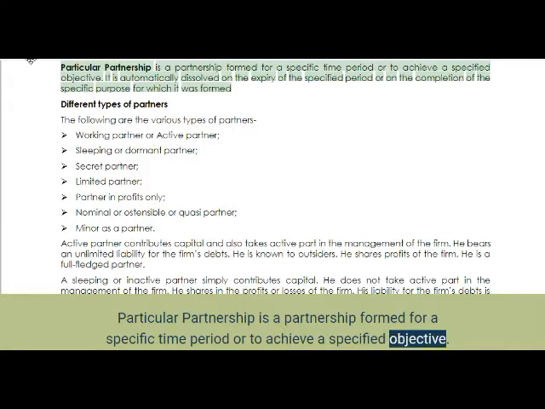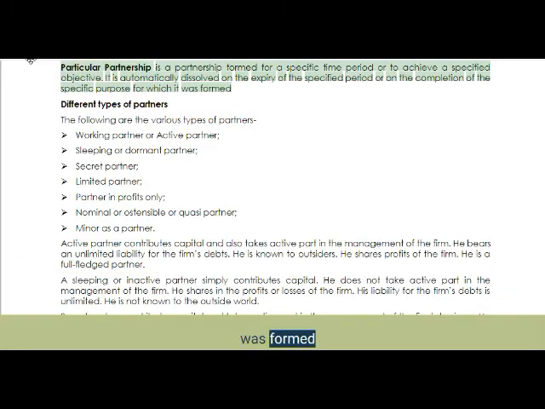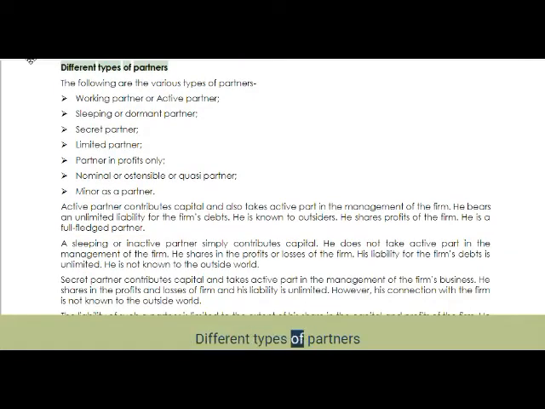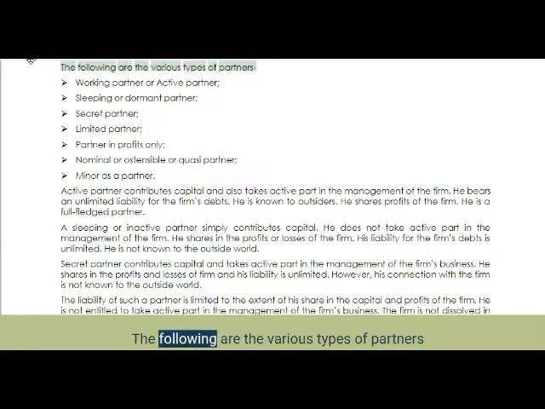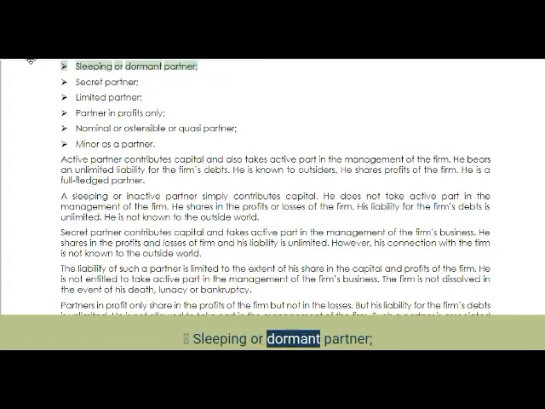Particular partnership is a partnership formed for a specific time period or to achieve a specified objective. It is automatically dissolved on the expiry of the specified period or on the completion of the specific purpose for which it was formed. Different types of partners.